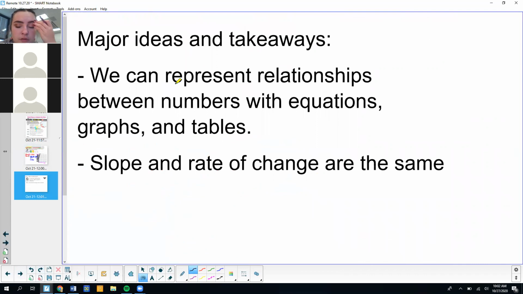All right, so I thought this lesson was kind of a challenge to grasp for you guys, just because there's a lot going on. So major ideas and takeaways. We can represent relationships between numbers with equations, graphs, and tables. Slope and rate of change are the same thing.